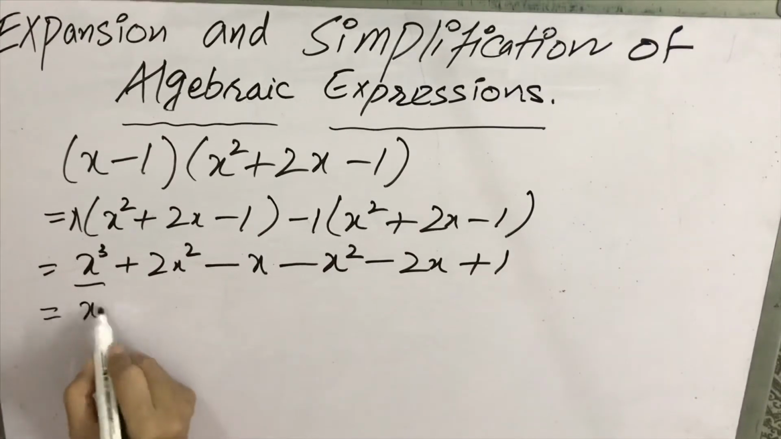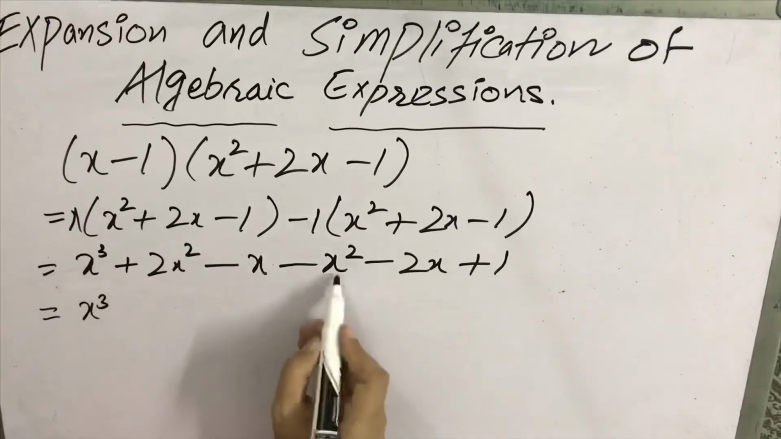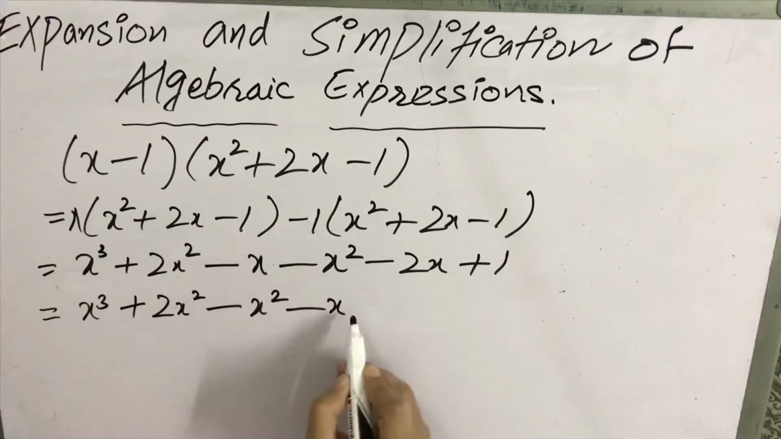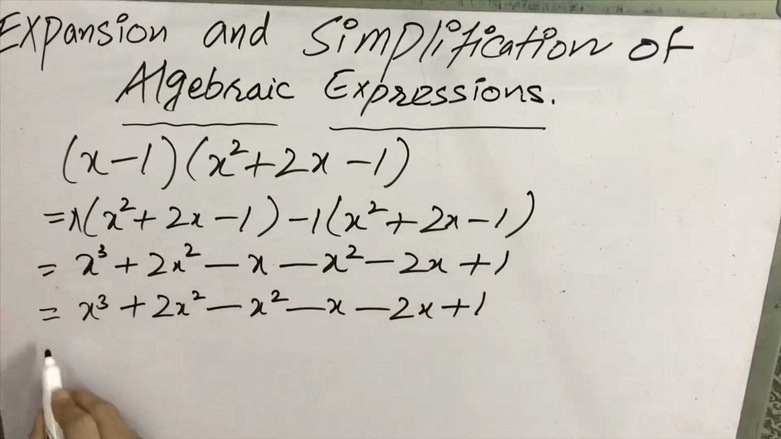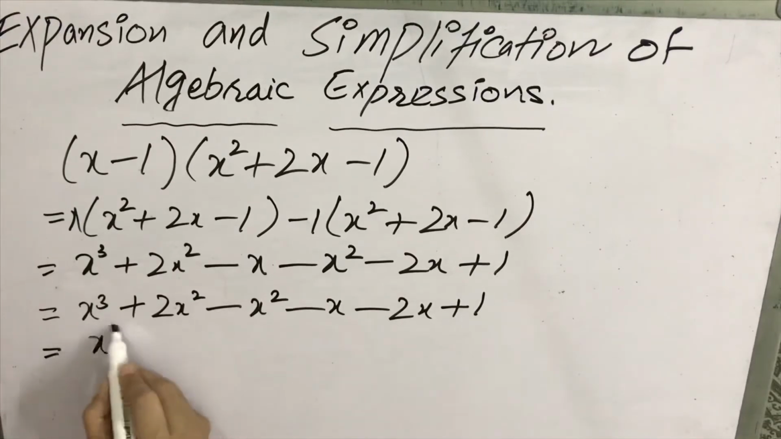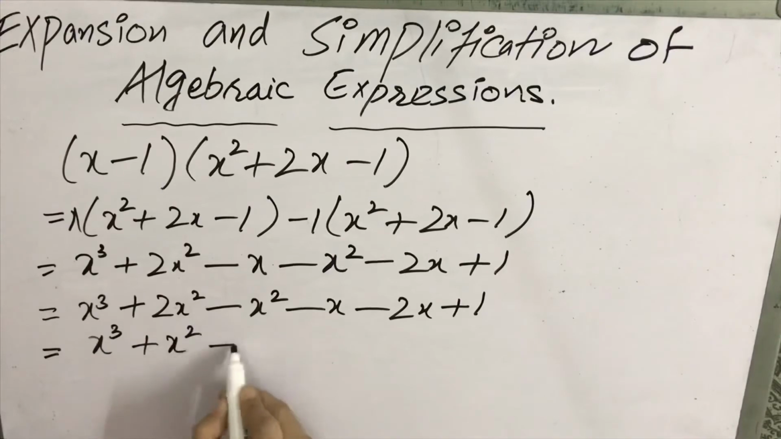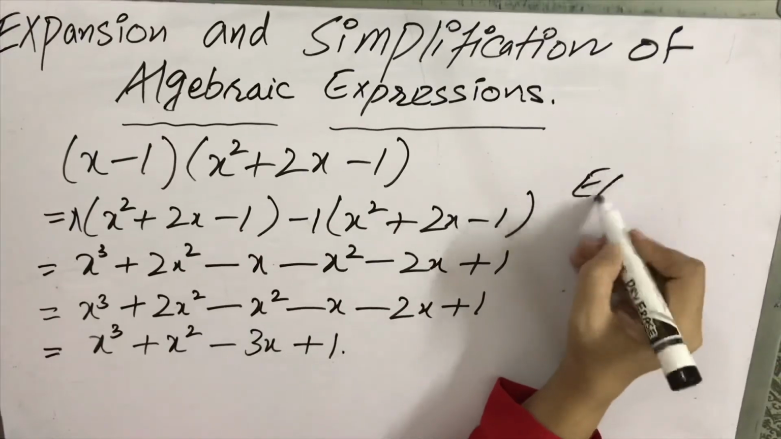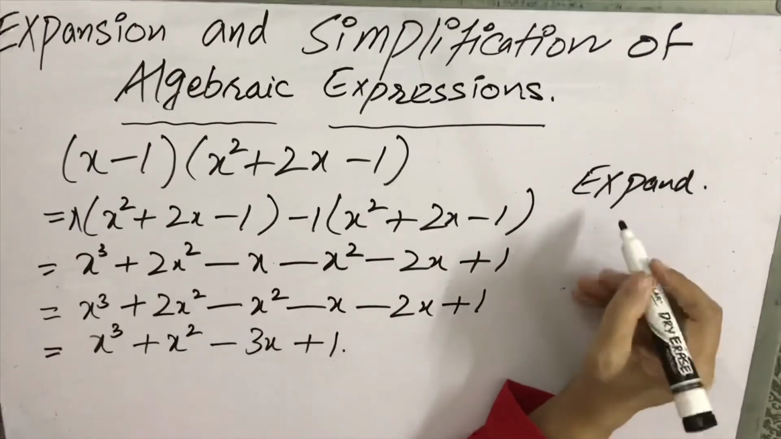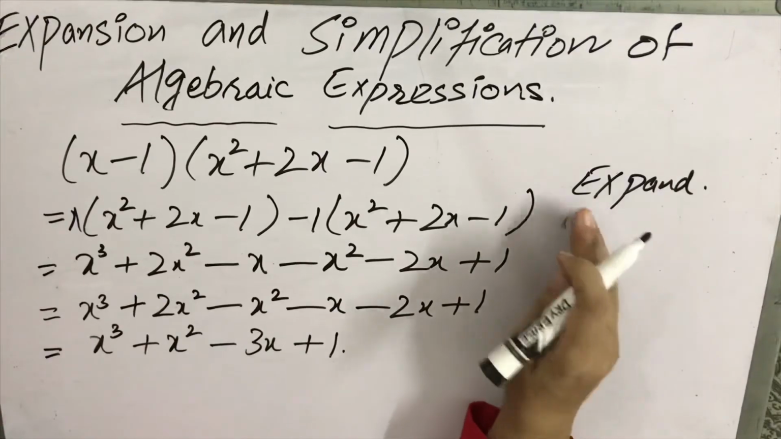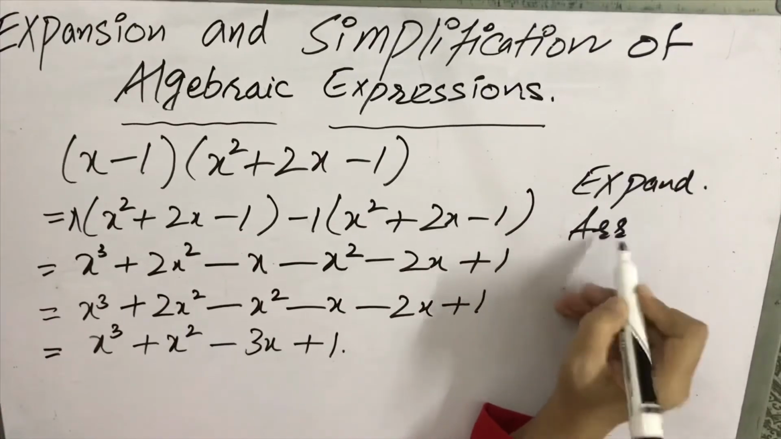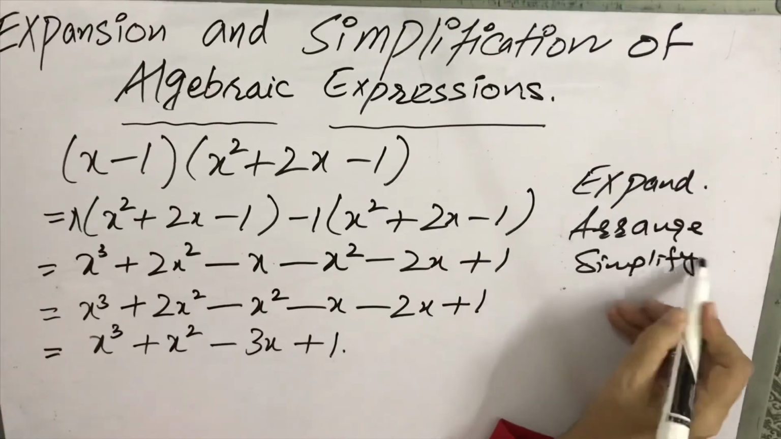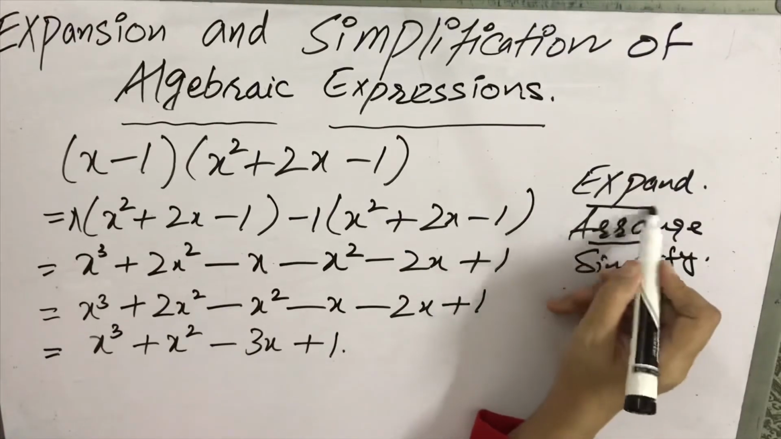Expanded. Now arranged x cube, 2x square and x square plus 2x square but negative x square, negative x, negative 2x plus 1. Simplify after arrangement. X cube plus x square minus 3x plus 1, the answer. So basically first we expand, that is remove the brackets, then we arrange. First expand, then we arrange, and at the end we simplify. Simplify means we add the like terms, add or subtract the like terms.